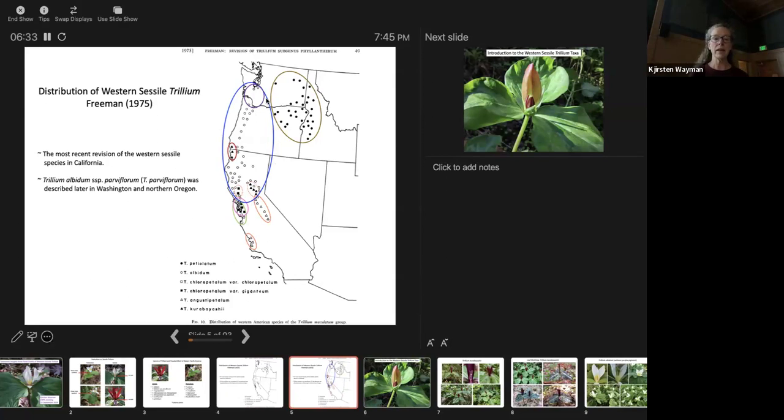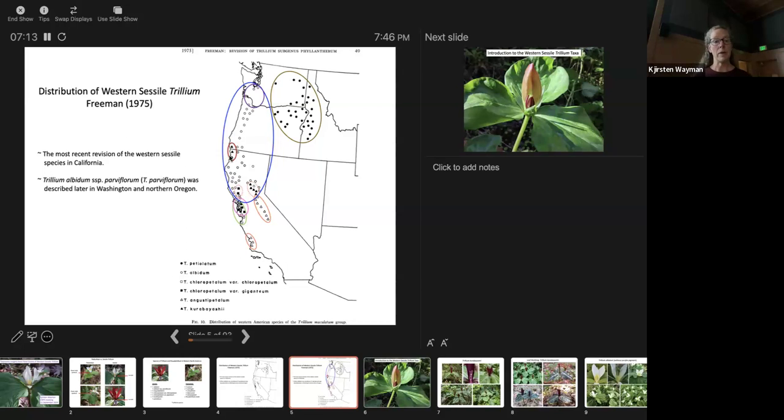Now, up here in Washington, after Freeman published his revision, I think it was in the 1980s when Victor Soukup published the fact that he thought that these plants up here were a different species called Trillium parviflorum. There's still some debate as to whether or not they're separate species or whether they're just a subspecies. I officially call them subspecies because that's where the taxonomic treatments lie, but I might just call it Trillium parviflorum today as well. But they exist up here in Washington. How far down into Oregon they go is still unclear, but it's still all part of the Trillium albidum group.